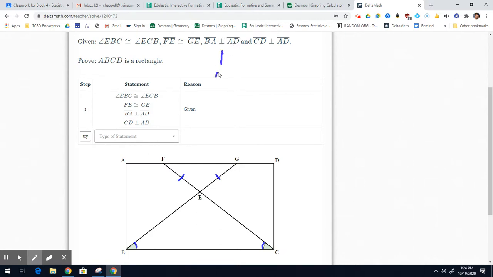So again, perpendicular means right angles. So BA perpendicular to AD and CD perpendicular to AD, another right angle. CD, AD. So I got two right angles. So now I have to prove that ABCD is a rectangle. So I'm thinking this should be a piece of cake, right?